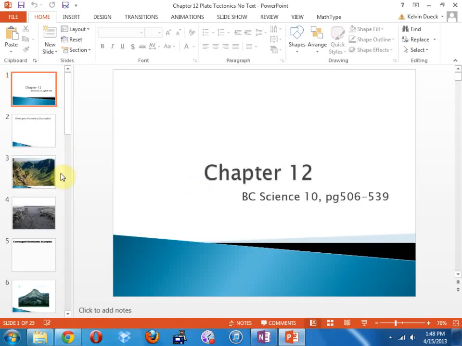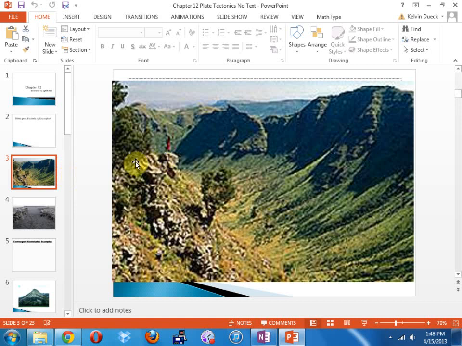A couple of examples here. So here is a rift valley. This is two continental plates being pulled apart. There is a large rift valley running through Africa, Kenya, and all those areas. It's a huge rift valley, several thousand miles wide.